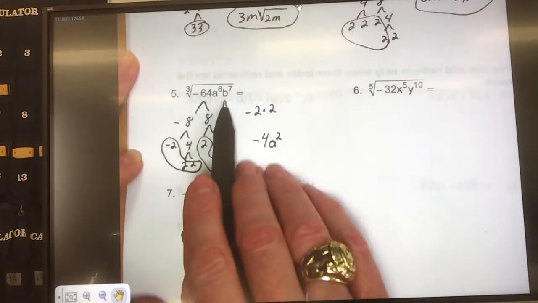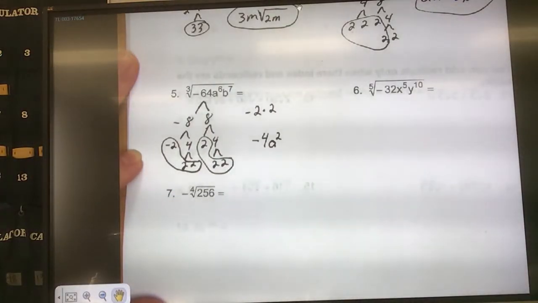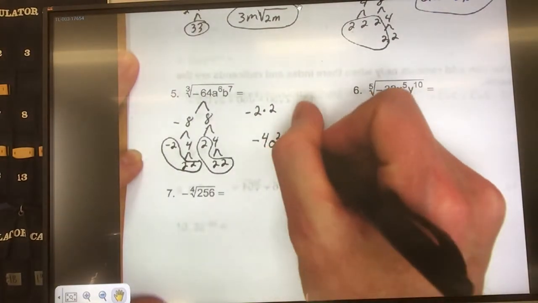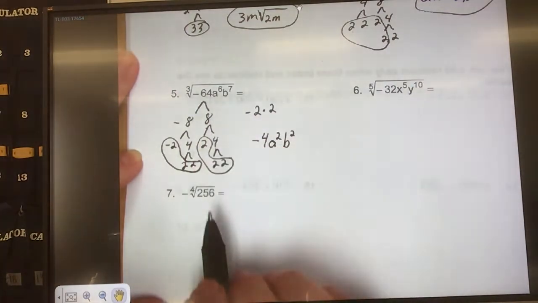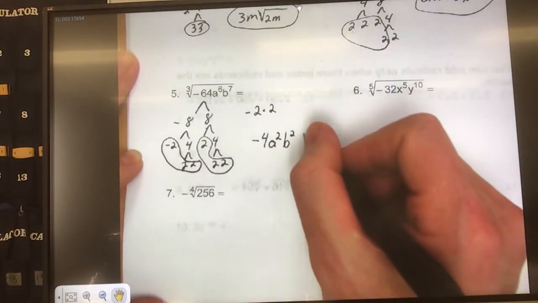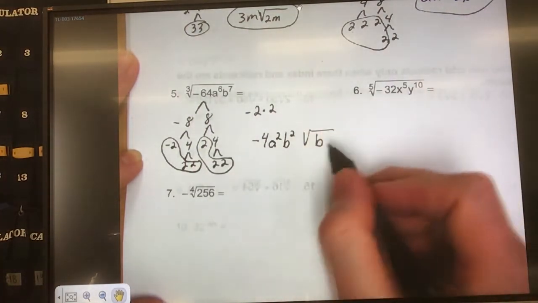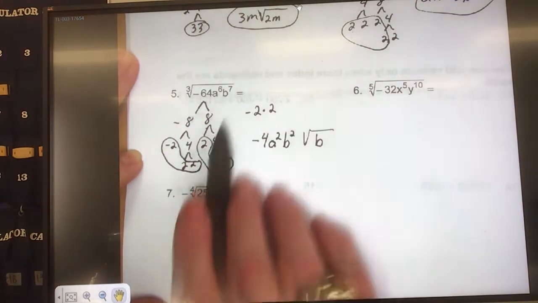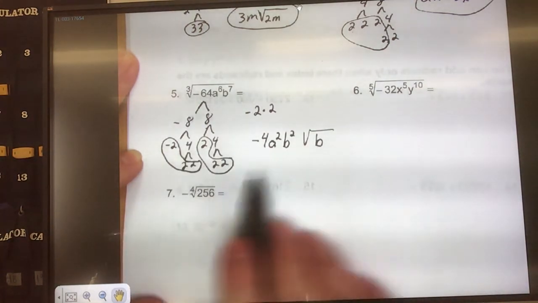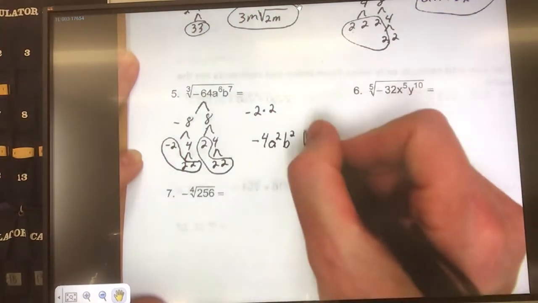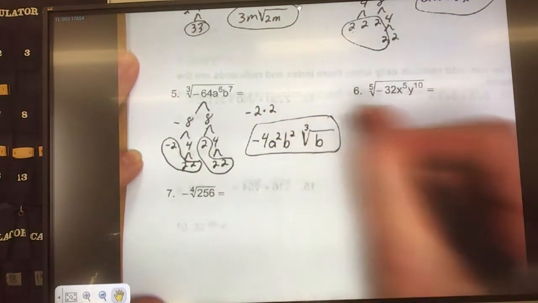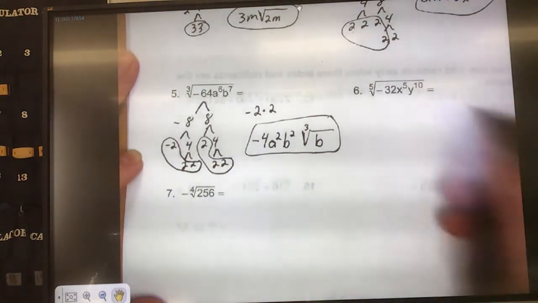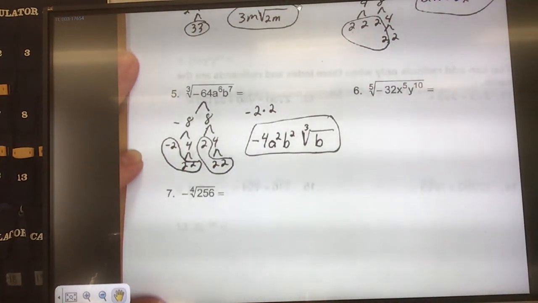How about b to the 7th? How many 3-packs can I get out of that? 2. So b squared comes out. Is there any left over? Yes, there would be 1 b left over. There are no regular numbers left over, right? I've used them all up. And that was the only one of those. What goes outside on here? 3. Done.